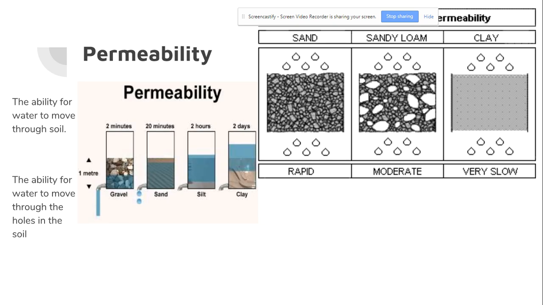All right, so permeability. There's another fancy science word. What does permeability mean? It means how good is a soil at letting water through? That's permeability, the ability of water to move through soil. In more specific terms, the ability of water to move through the holes in soil. If you're super permeable, that means you've got lots of holes, and that water is going to go whoop right through you. If you're not permeable, you don't have a lot of holes, and there's not going to be a lot of movement. There's not going to be a lot of water that travels through.